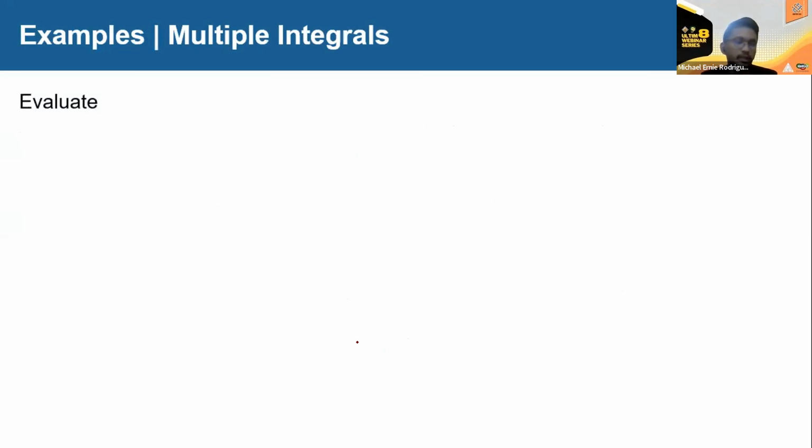So first, we evaluate the integral, this integral. So we have the integral of this double integral. So unang gagawin natin dito for this double integral, we evaluate this integral. So ito muna.